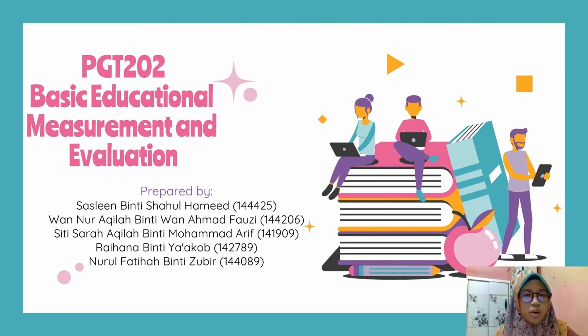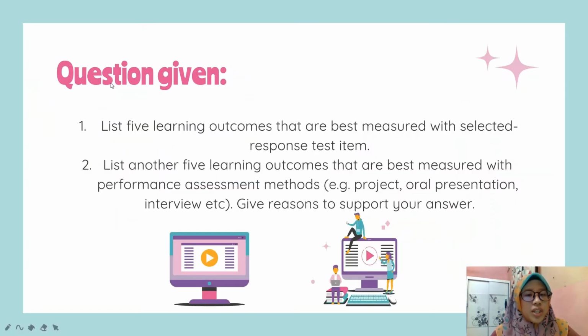Today, we from Group 3 will present to you one of the topics in basic educational measurement and evaluation. The question given is: list 5 learning outcomes that are best measured with selected response test items, and list another 5 learning outcomes that are best measured with performance assessment methods such as project, oral presentation, interview and others. Give reasons to support your answer.